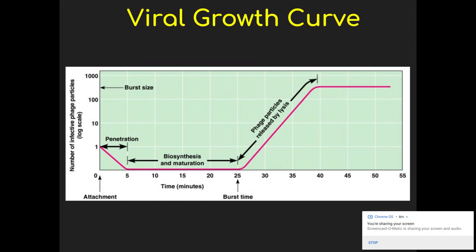This is called the viral growth curve. It's very, very similar to the bacterial growth curve that we talked about last chapter, except for this little hump right here, which shows penetration. Penetration only takes one virus to penetrate, and then it only takes about 30 minutes for the virus to make its proteins, assemble, and then burst. Burst time is usually when the curve starts increasing because that's when you're going to release, and where it plateaus the second time is your burst size.